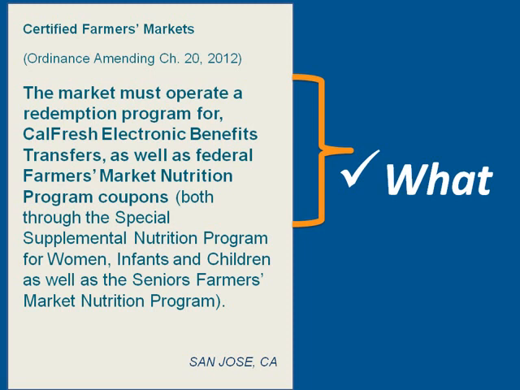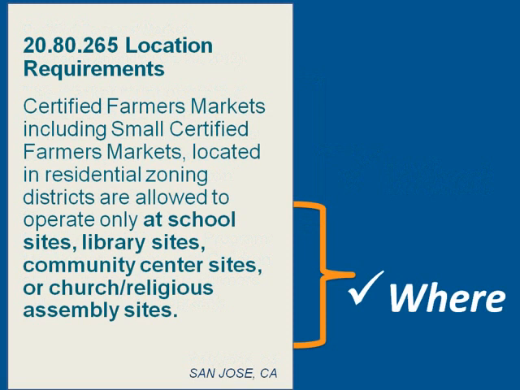The where of a zoning code can also improve access. As part of the zoning update, San Jose wanted to expand potential locations where markets could operate throughout the city, including in residential neighborhoods. However, they also wanted to make sure that markets occurred at sites that would minimize any potential conflict with neighbors. So they specify in the policy that allowed sites are schools, libraries, community centers, and religious assemblies, very much in line with what we've been talking about in terms of places where we can do SNAP promotion.